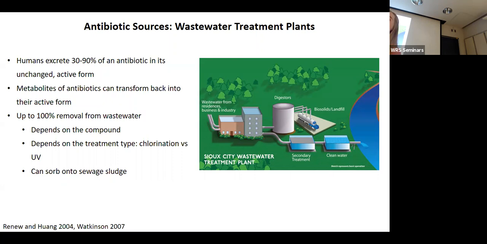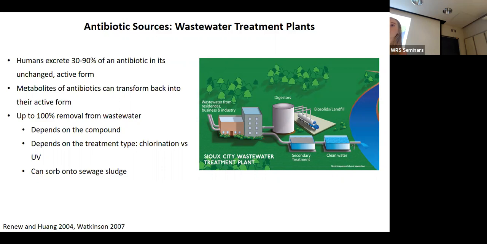There can be up to 100% removal from wastewater, but this really depends on the specific compound because it's such a diverse set of compounds with diverse structures. They react differently to treatment. It also depends on the treatment type. Two common types are chlorination or ultraviolet treatment. And chlorination has been found to perform better for all of the compounds except for ciprofloxacin, but that's all of the compounds that they tested. They only tested 7 compounds. So it depends on which compounds you're talking about, which treatment is better for the antibiotics.